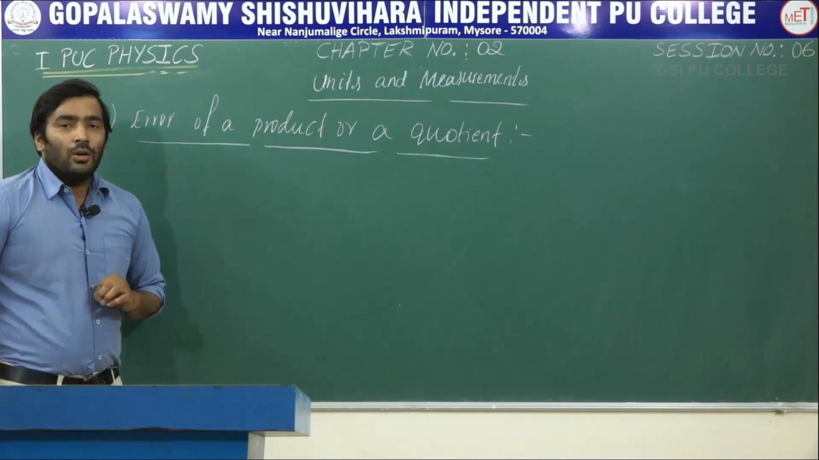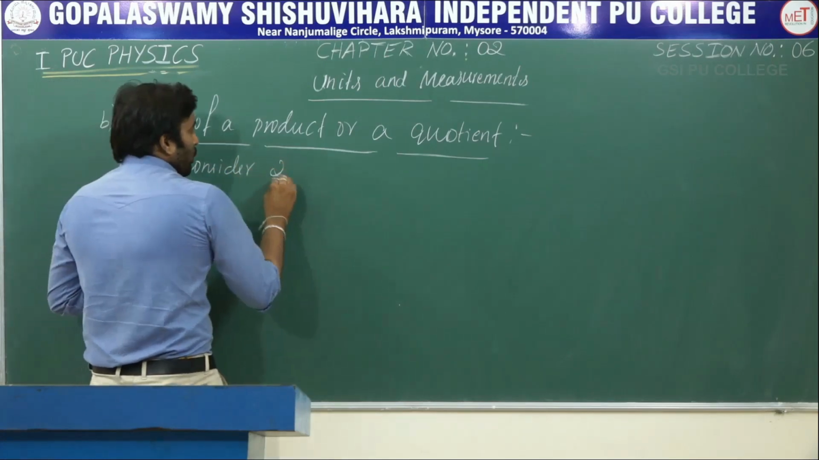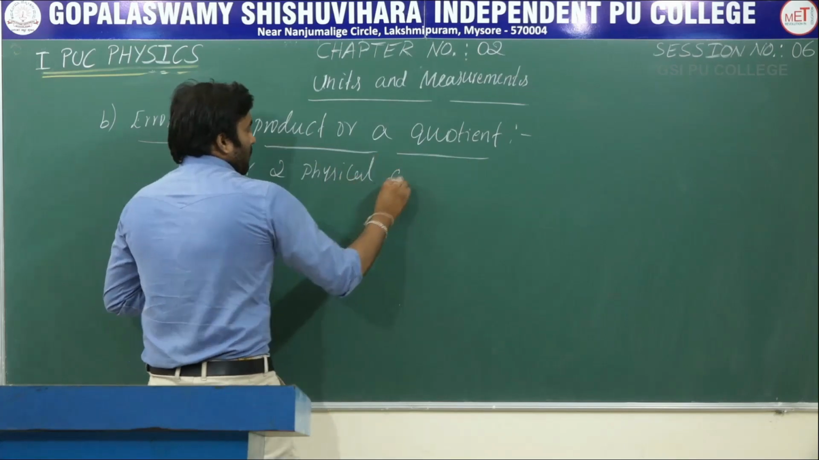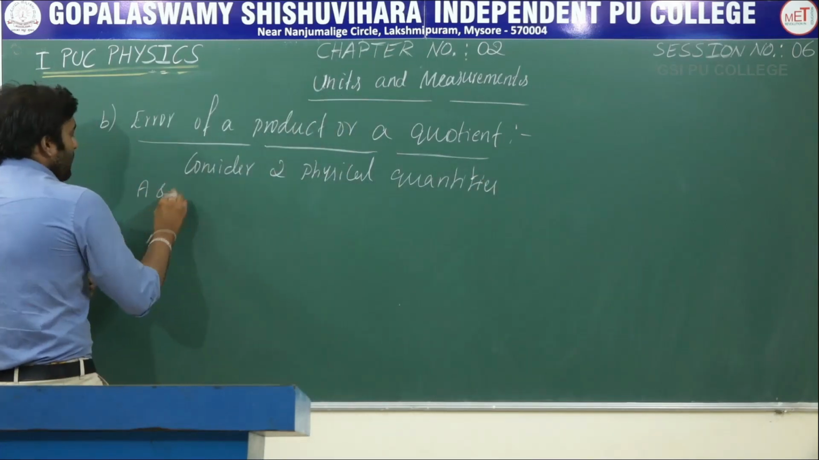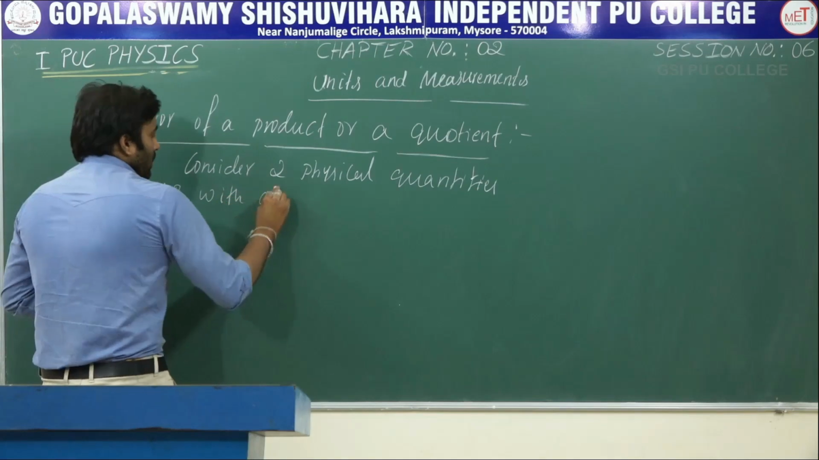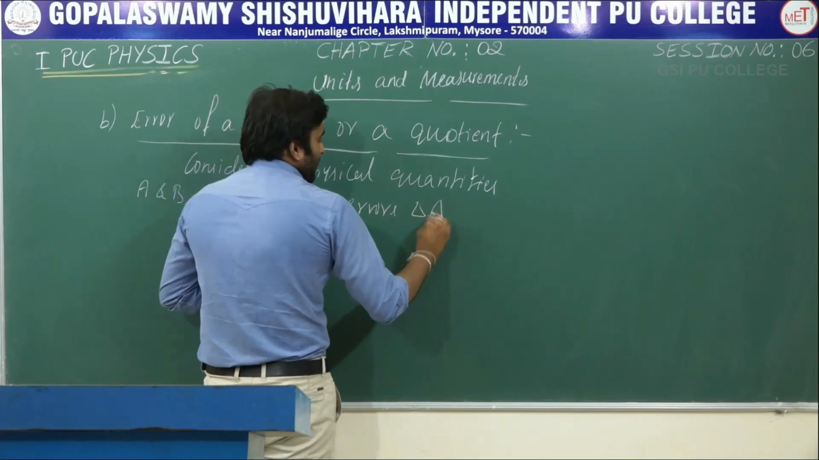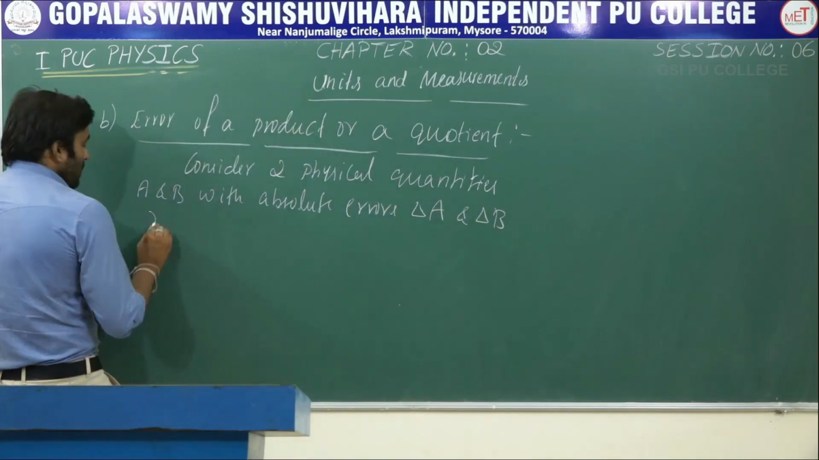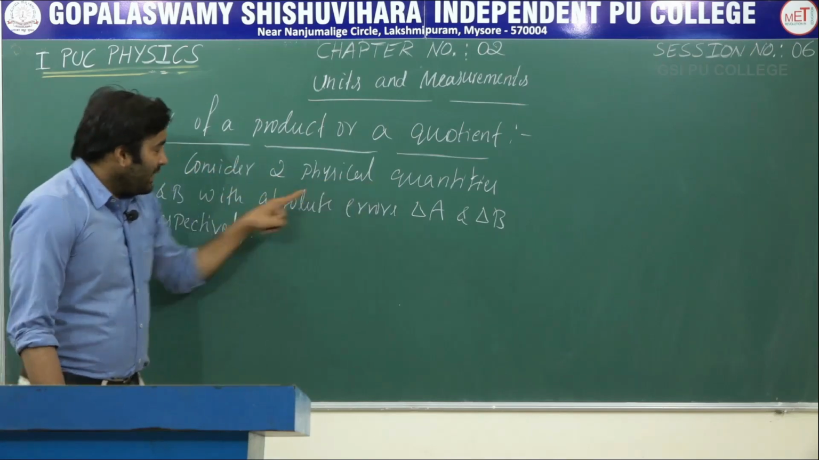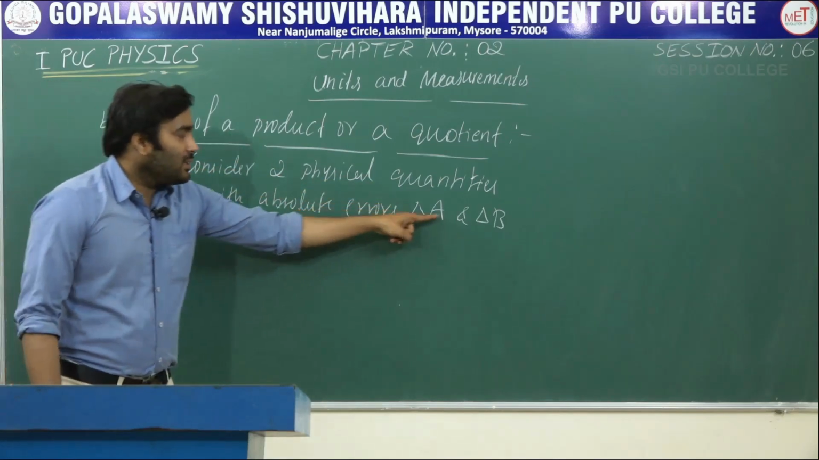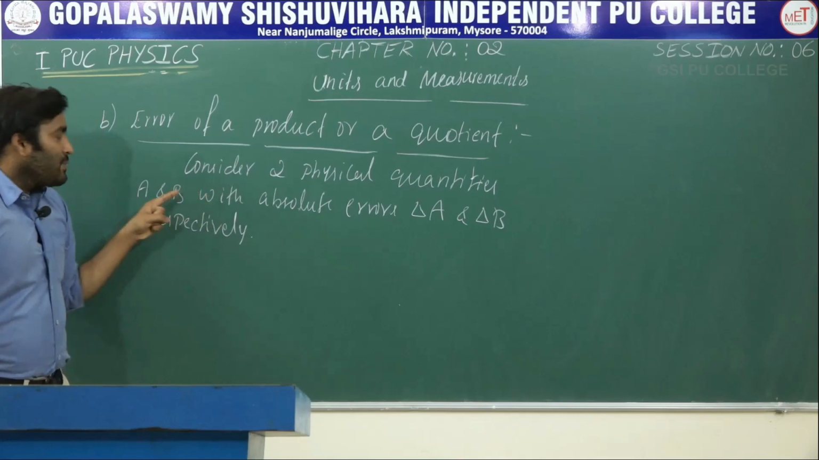Now, error of a product or a quotient. Consider two physical quantities A and B with absolute errors delta A and delta B respectively, which means delta A is the absolute error of A and delta B is the absolute error of B.